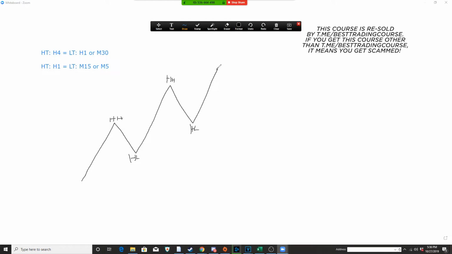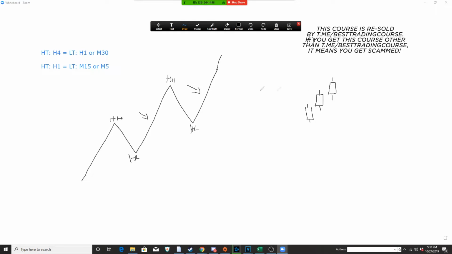So now typically, let's say this is H1, the hour time frame. Typically, what you're going to see here when price is trending is a bunch of bullish candlesticks. This is typically what you're going to see, a bunch of bullish candlesticks with wicks.